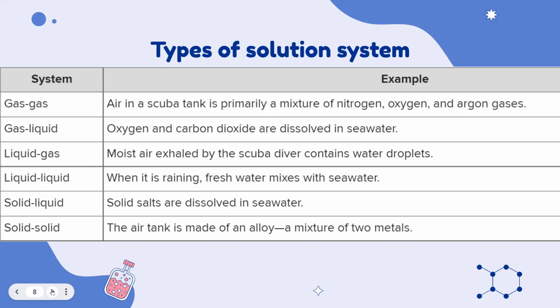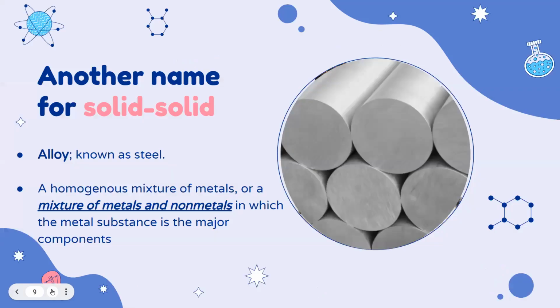Liquid-liquid, just think of seawater and natural rainfall coming down. And then solid-liquid is just salt particles in seawater. Solid-solid. Now, there's a special term for solid, and it's alloy. Let's look into the solid or alloy. It's known as steel, and it's a homogeneous mixture of metals, or a mixture of metals and nonmetals, in which the metal substance is the major component.